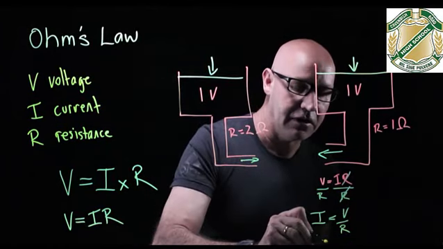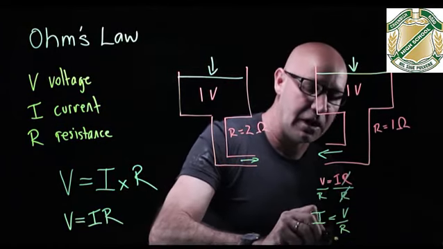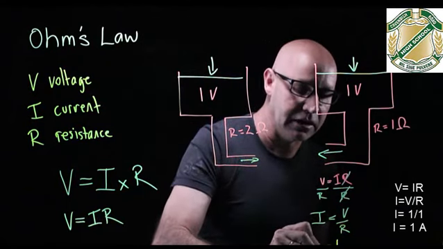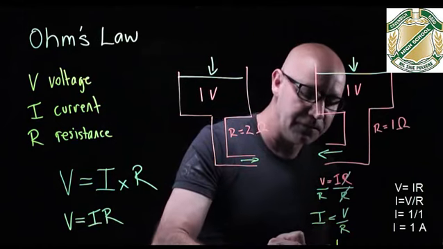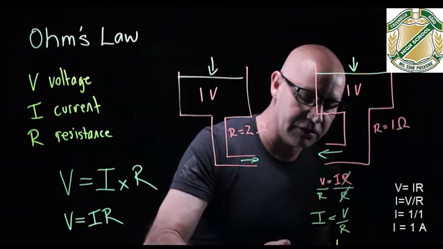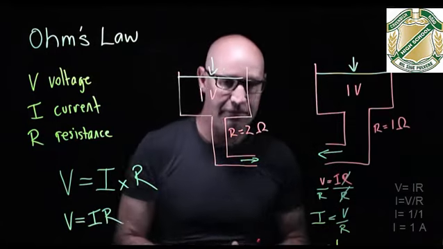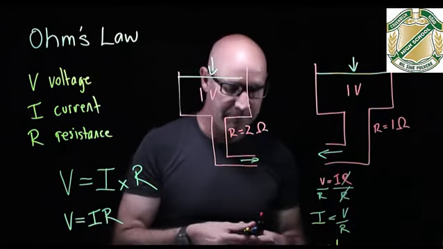Okay, now our voltage we said was 1 volt and our resistance we said was 1 ohm. So therefore, quite simply, our current is going to be 1 amp. All straightforward. Now let's have a look at this one here.